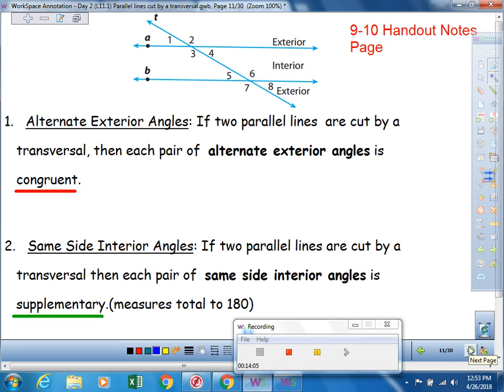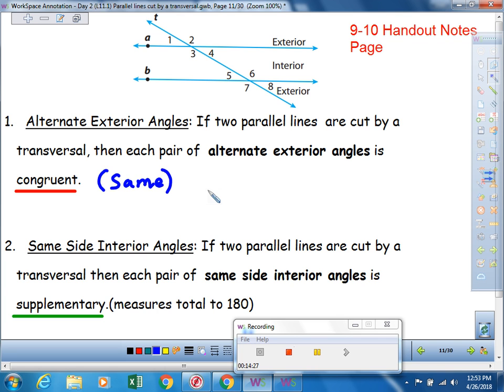Okay, next step. Alternate exterior angles. So, guys, alternate exterior angles. If 2 parallel lines are cut by transversals, then each pair of alternate exterior angles is congruent. That means they are the same. So we got alternate exterior, alternate interior, vertical, and corresponding are all congruent. Means if one is 50, the other one's 50, right, on those.